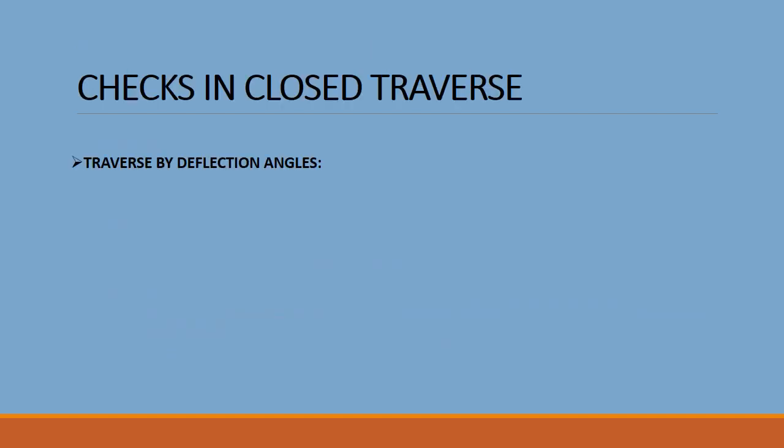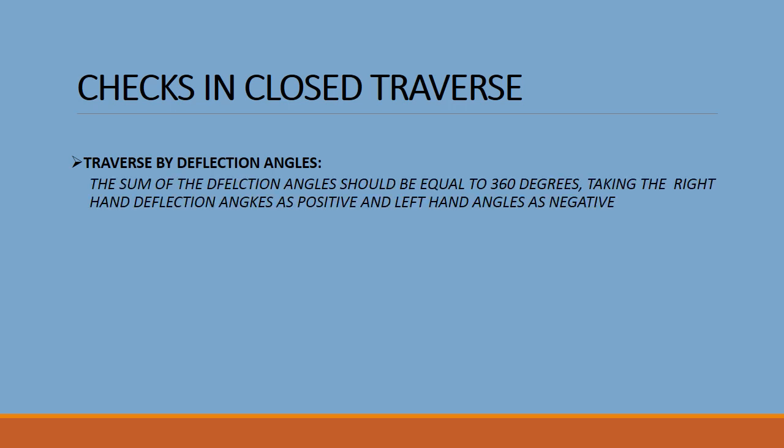In the next check, there is traverse by deflection angles. Now we will use deflection angles to check. The sum of the deflection angles should be equal to 360 degrees, taking the right hand deflection angles as positive and left hand angles as negative. So all the deflection angles that we have measured should sum to 360 degrees.